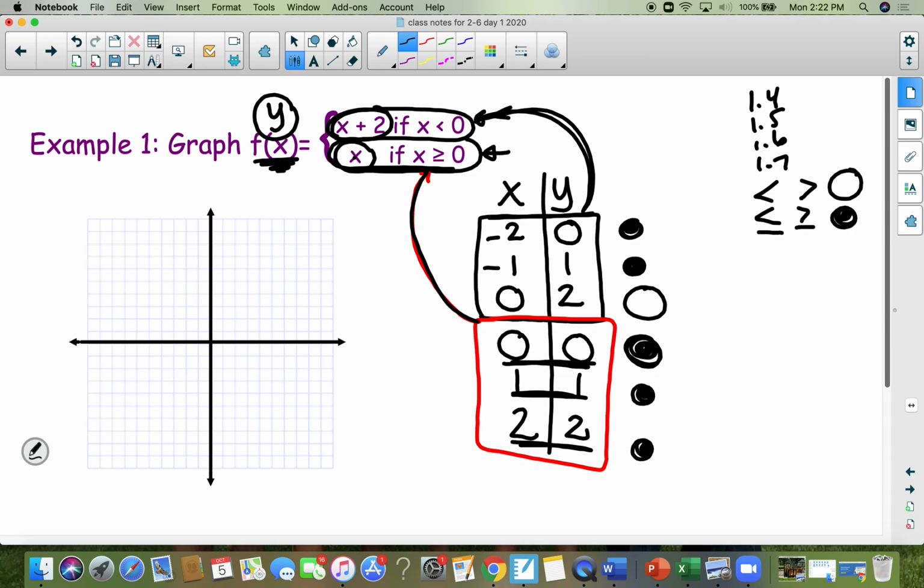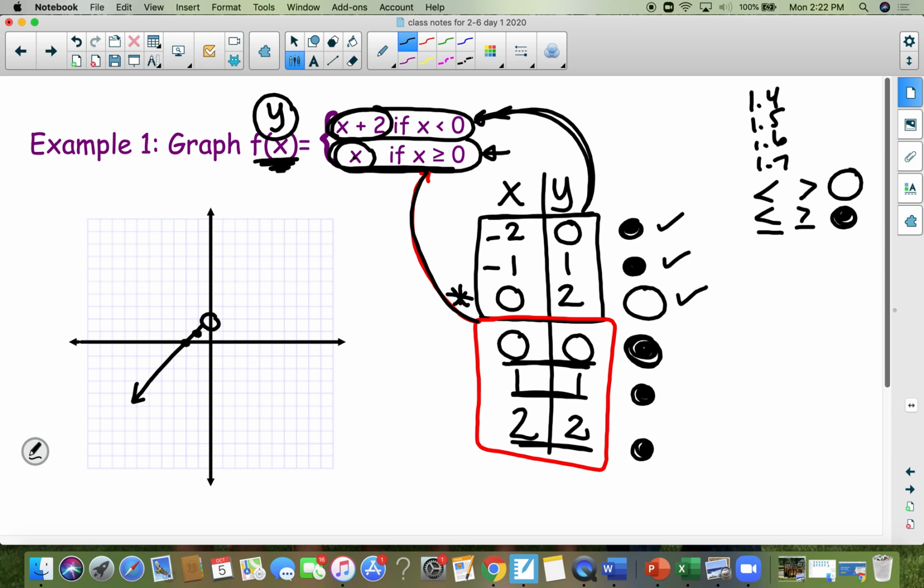Okay, now we're going to graph it. So the first 3, at 0, 2, I need an open circle. I just did 0, 2, and there's an open circle. At negative 1, 1, it's a closed circle, and at negative 2, 0, it's a closed circle. So I just did this one, and this one. And now it needs to be everything less than 0, and that's why the arrow goes in that direction.